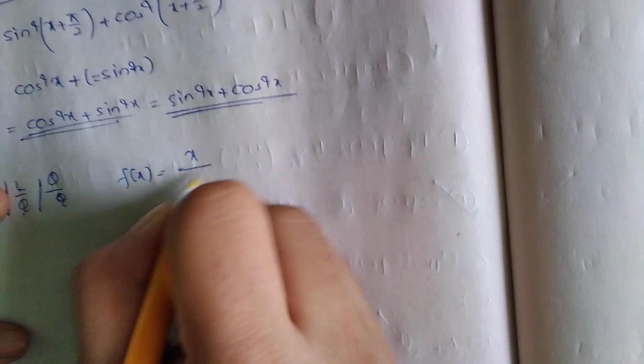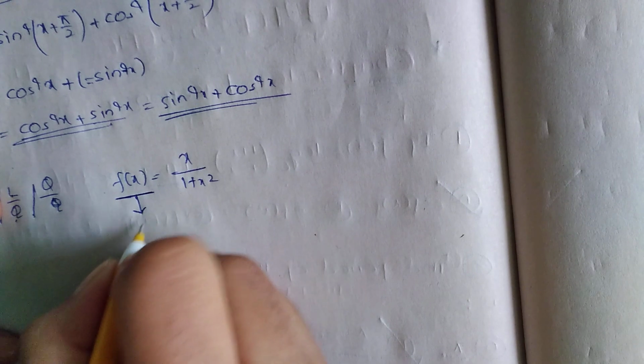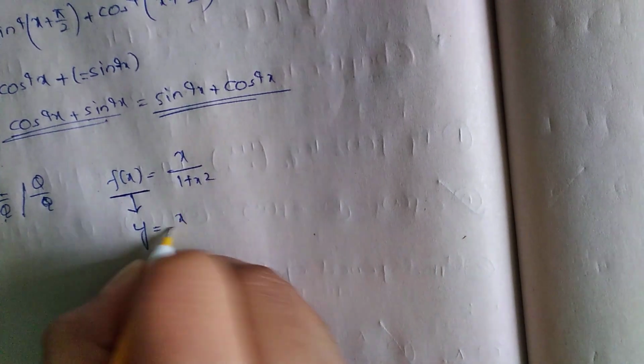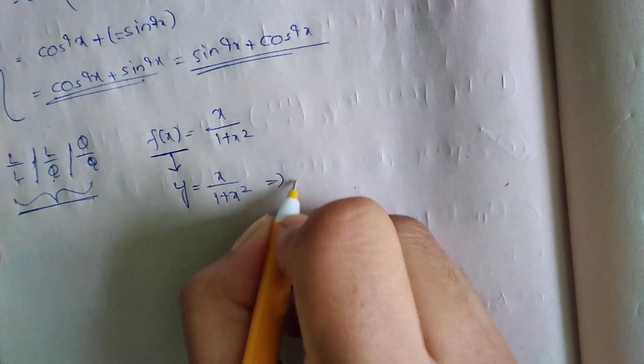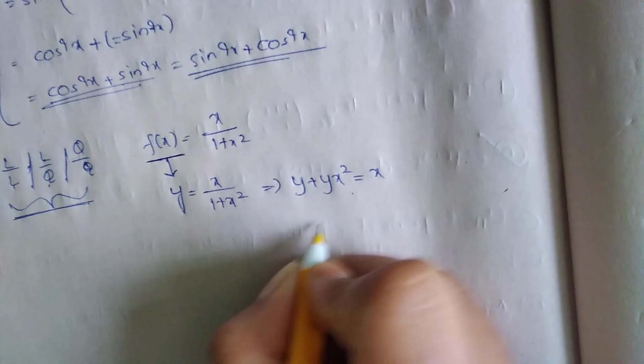First, what is it? y equals x by (1 plus x square). First, you assume this LHS part to be some y and then solve it. See carefully, this method is very helpful for every question of this type. So, cross multiply it. What do you get? y plus y x square is equal to x.